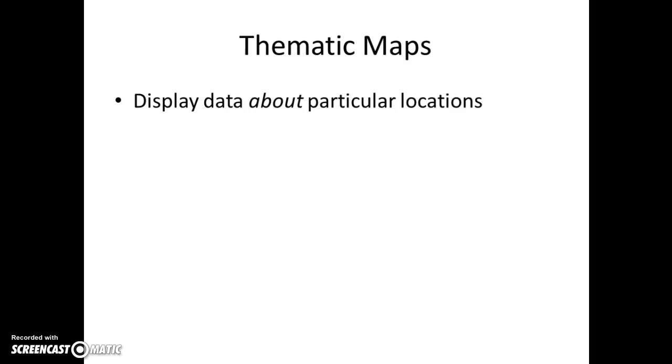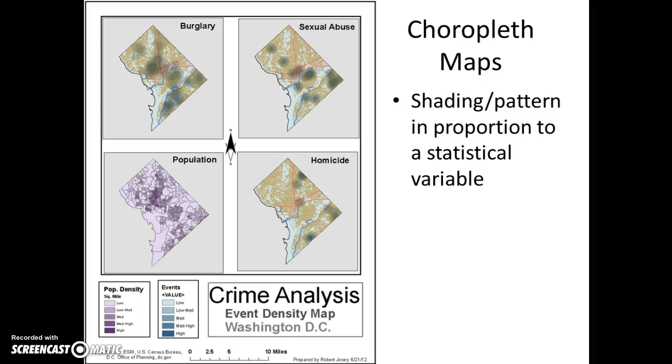All right, let's talk about other kinds of maps. Thematic maps show you data about certain locations, and frankly most of the maps that we'll look at this year are going to be thematic maps. So the first kind is a choropleth map. We'll practice making these pretty soon. What choropleth maps do is create shading or patterns in proportion to some sort of statistic.